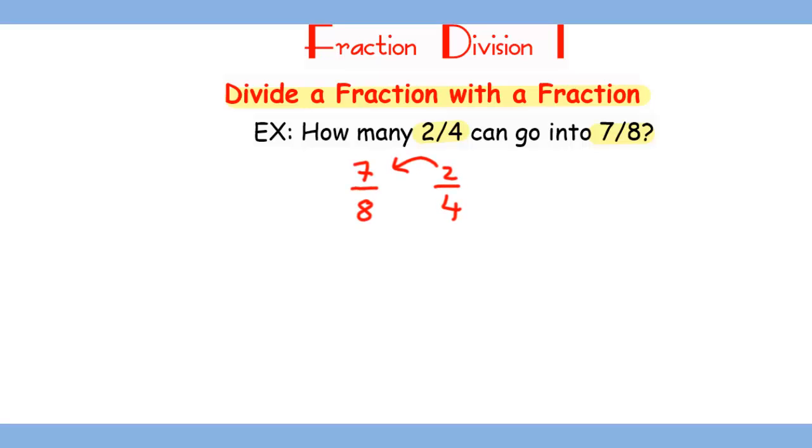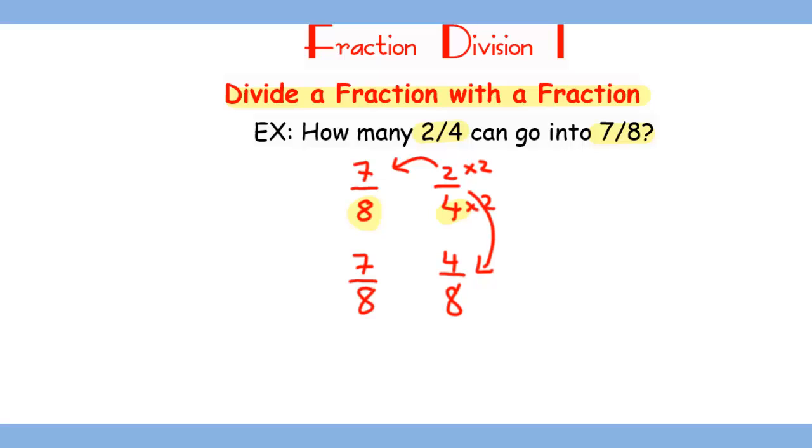Now it is hard to imagine how 2/4 can go into 7/8 when they don't have the same denominator. So the first advice I want to give you is to turn them both into the same denominator. As you see, the denominators are the 8 and the 4. So the common denominator can be an 8. That means I can rewrite 7/8, and 2/4 will be 4/8 because you can multiply both the numerator and denominator by 2.